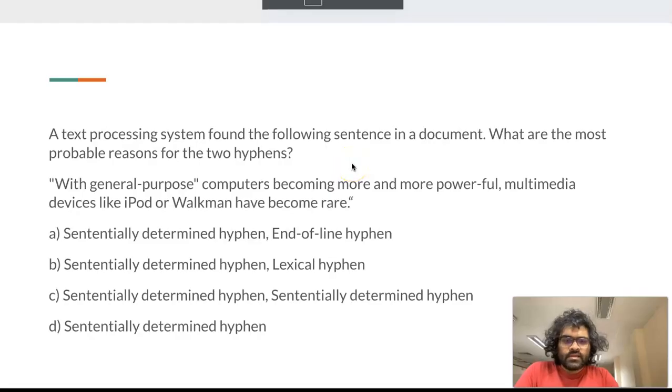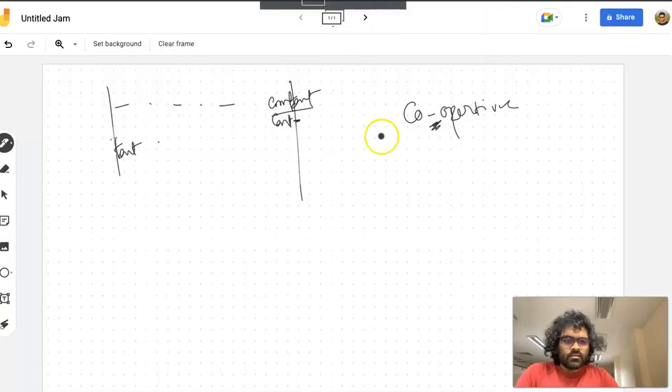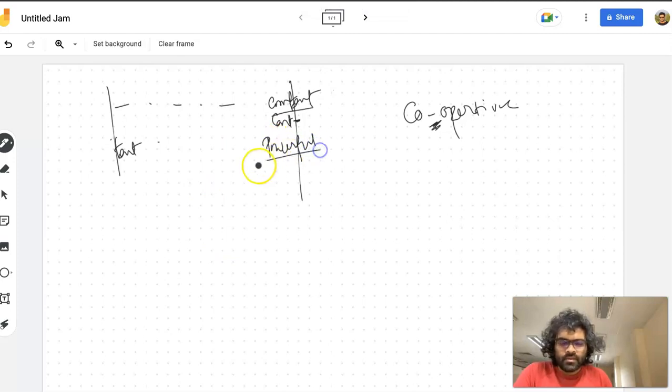So basically this thing will happen when an end of line happens. Suppose when people are writing, powerful should be the last word in the column, but as it is going out of margin, people write power then hyphen, then here it is full.